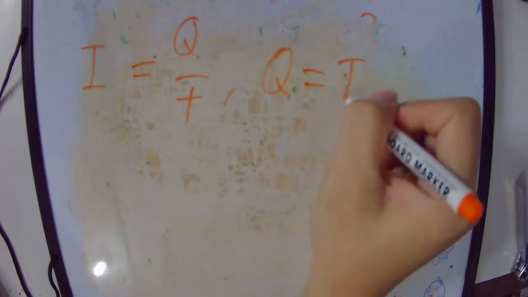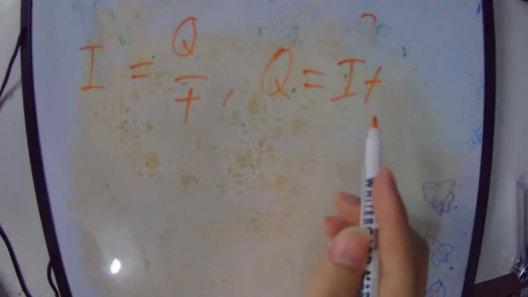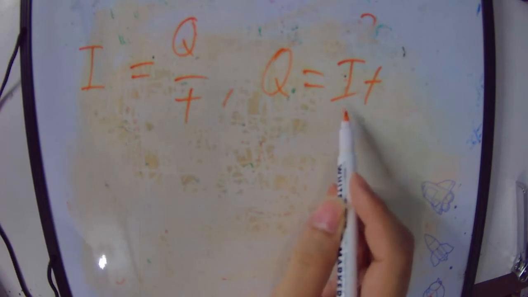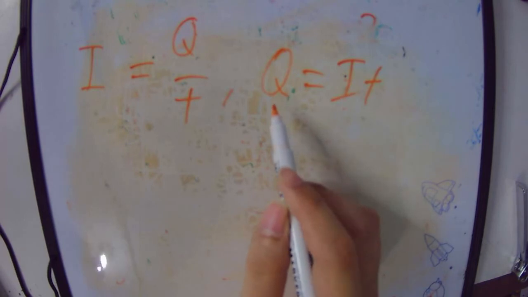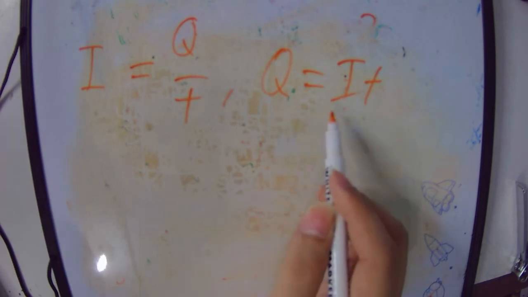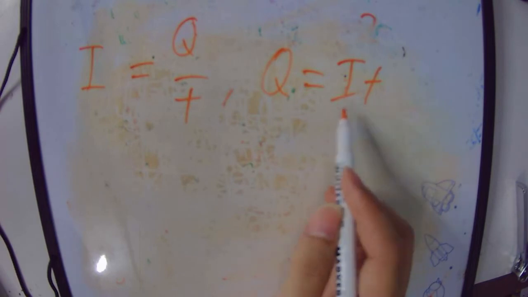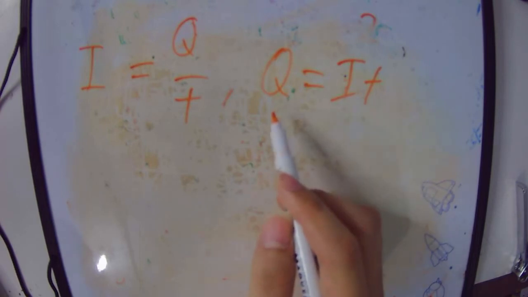Q equals IT, same thing. If we have a high current, even though it's only 1 second, you still get a very high total charge. If you increase the time, let's say you let a circuit run for 1 minute, so 60 seconds, then you'll get a total overall charge that is higher.